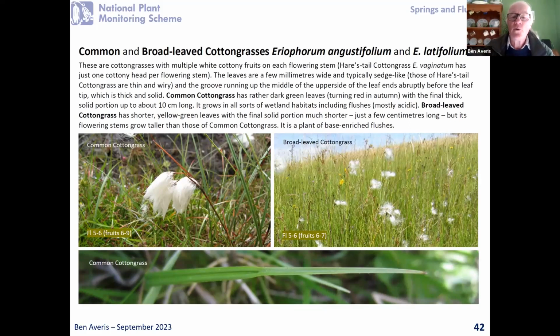It's got leaves that are shorter than those of common cotton grass, and that solid spear-like bit at the end is not so long in broadleaf cotton grass. It's ridiculously long in the common cotton grass. They're not difficult species to tell. Broadleaf cotton grass grows taller, and sometimes you can pick that out because it waves about in the wind. Sometimes you can see it from a distance, and think, that looks like broadleaf cotton grass over there, and it might be 50 meters away. It's quite fun if you do go there and find that it is broadleaf cotton grass. Sometimes you can pick these things out from a bit of a distance.